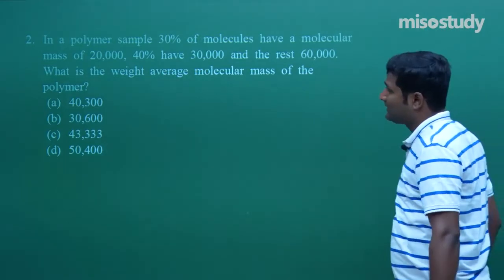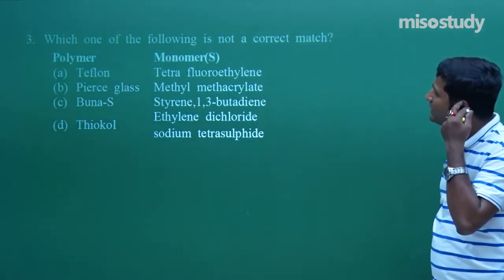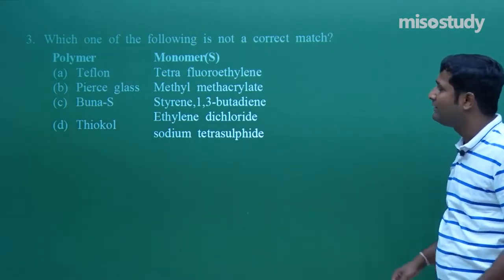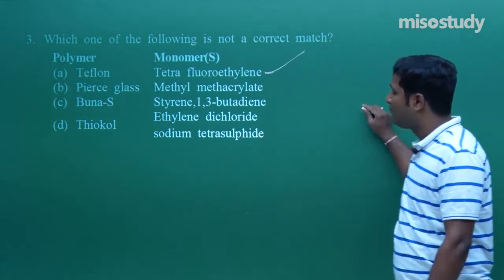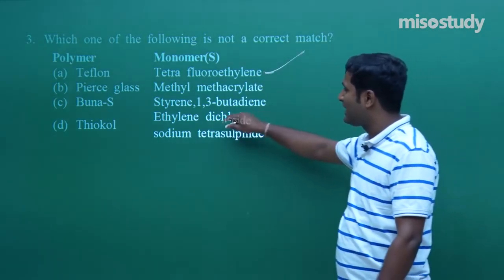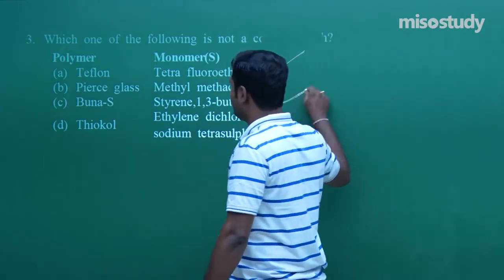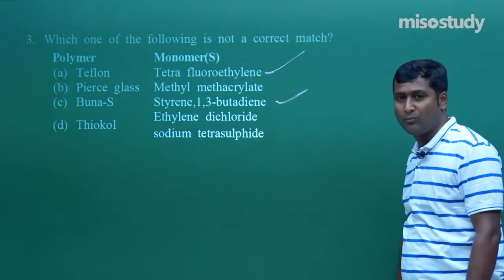Now friends, let's move to the next question. Which of the following is not a correct match? Check it out. Teflon, tetrafluoroethylene, yes, this one is correct. Buna-S, styrene and 1,3-butadiene, yes, correct. Thiokol, ethylene dichloride and sodium tetrasulfide, these are the monomeric units.